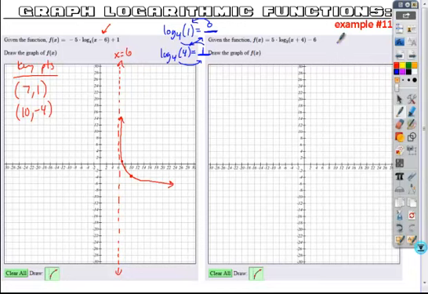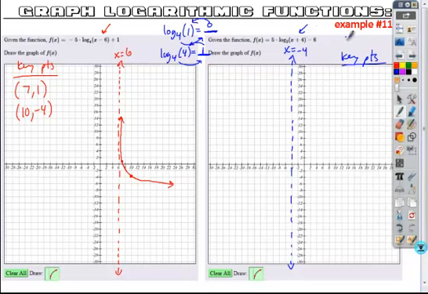Okay, so when we look at this second example, the first thing I'm going to do is plot my vertical asymptote, which is going to be where? So the value of x that gives you a 0, negative 4. So x equals negative 4 is my vertical asymptote. And then I'm going to find my key points.